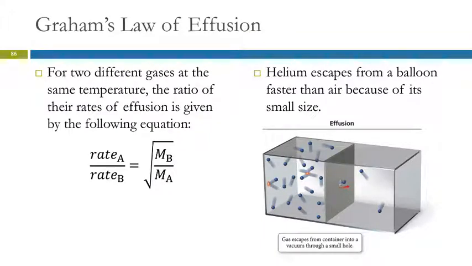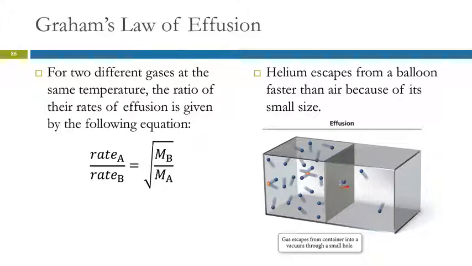So that brings us to Graham's law of effusion. For two different gases at the same temperature, the ratio of their rates of effusion is given by this equation. The rate of gas A compared to the rate of gas B is equal to the square root of their molar mass ratio, but the molar mass ratio is upside down. It's inverted. So gas A was on top over here, it's on the bottom over here.